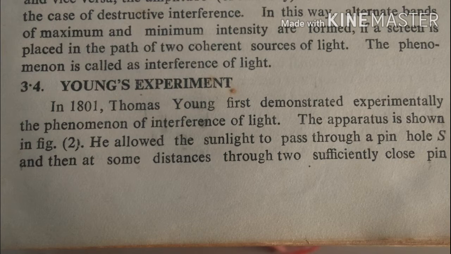Now this was explained by Young's experiment. Thomas Young in 1801 first demonstrated experimentally the phenomenon of interference of light. The apparatus is shown in the figure.